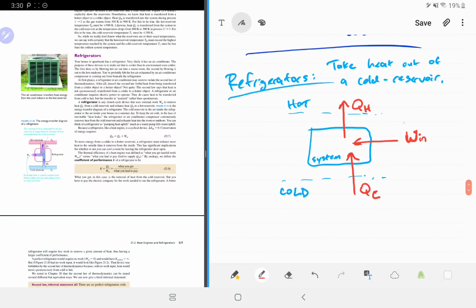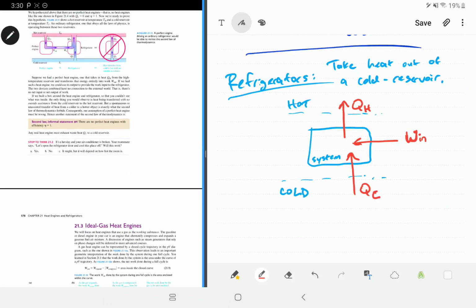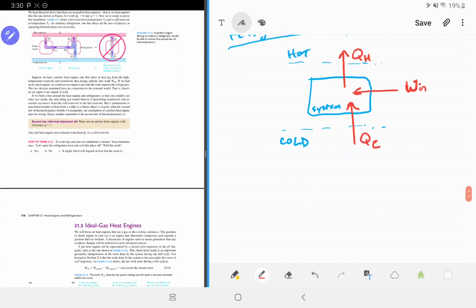Okay, so a fridge involves you adjusting the system to get the energy to flow this way, which normally it wouldn't want to do. Heat isn't going to flow from cold to hot. So you have to put some work into the system to do this.